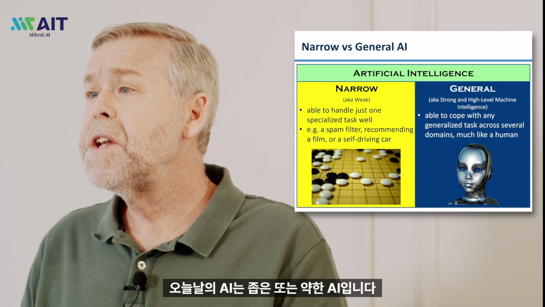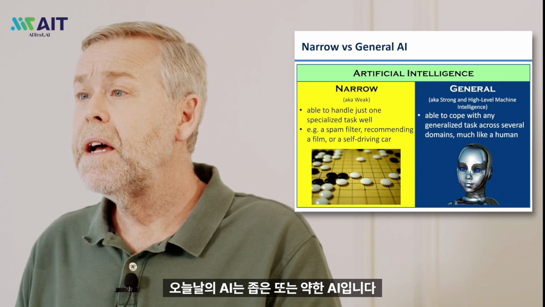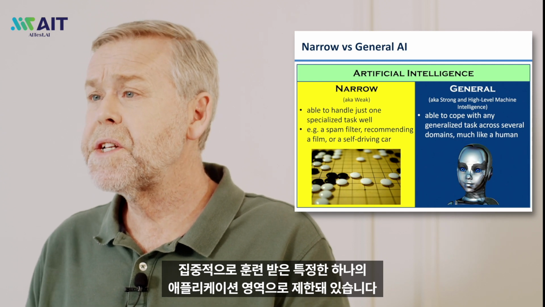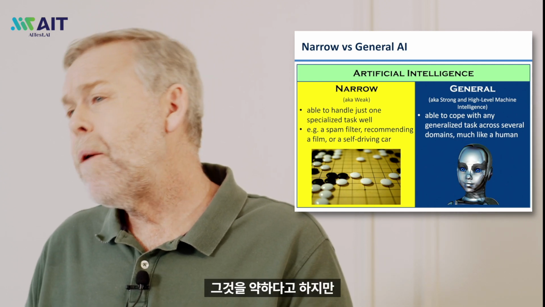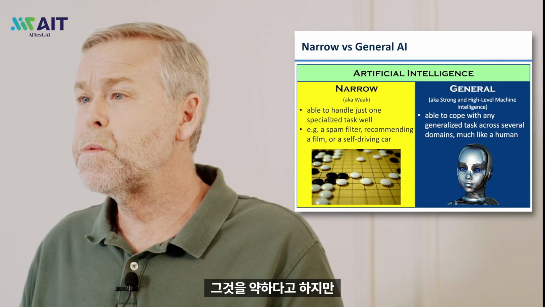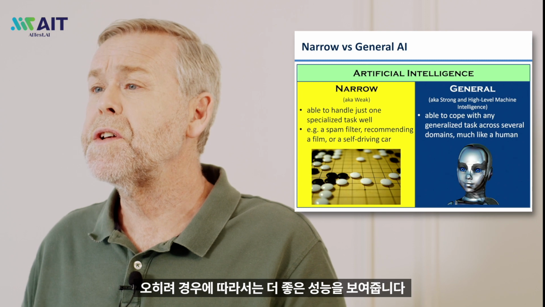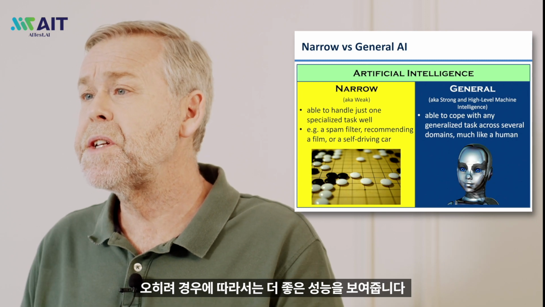Today's AI is known as narrow or weak AI and is limited to a single application area where it has been trained extensively. However, even though we may refer to it as weak, it is often still capable of being better or faster than a human in its specialist area.